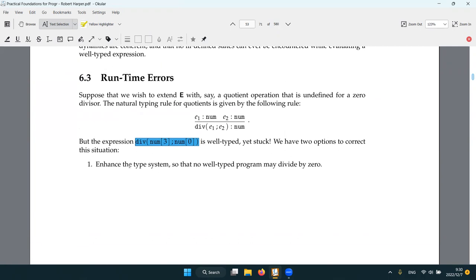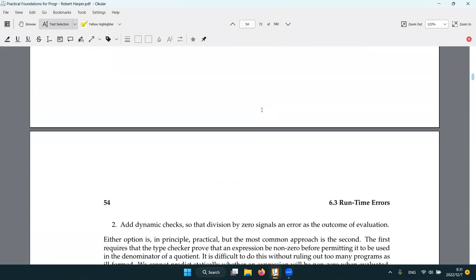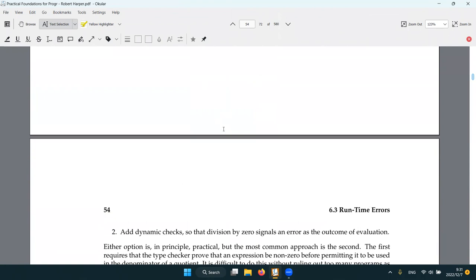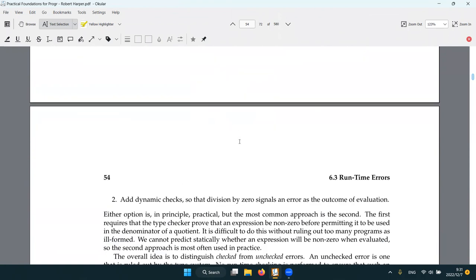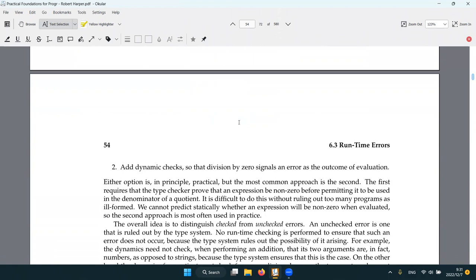And then we have two options. One is to enhance the type system, so that no well-typed program may divide by zero. If we want to go this route, we need to completely redo how we do numbers. We need to use something like natural numbers, like some dependently typed languages, and it's complicated stuff, and it's not as useful. Well, I guess it's useful in certain cases, but in most scenarios, languages add dynamic checks so that division by zero is an error.